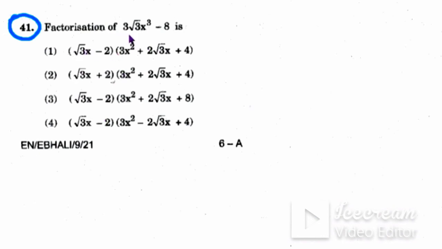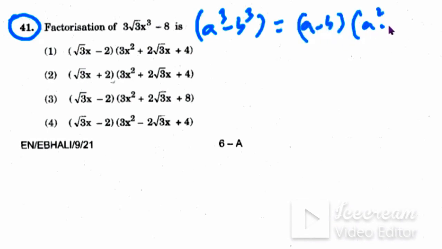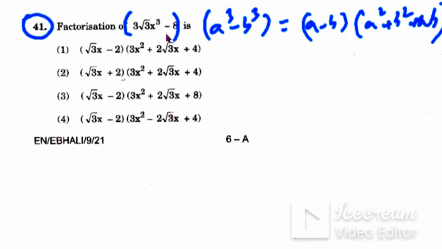Question number 41, factorization of 3 root 3 x cube minus 8. So here you can change it into the form of a cube minus b cube, and the formula for this is a minus b into a square plus b square plus ab. Okay, this is the formula for this. So 3 root 3 x cube minus 8 you can write as root 3 x whole cube minus 2 to the power 3. This you can write using the formula a cube minus b cube.